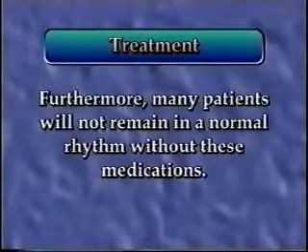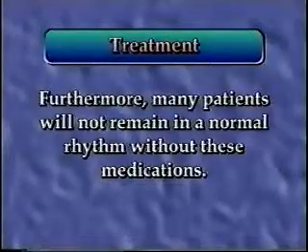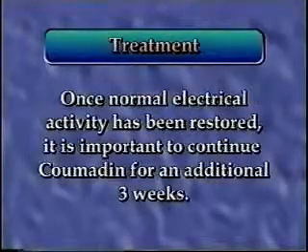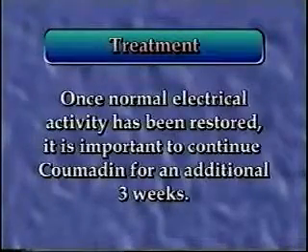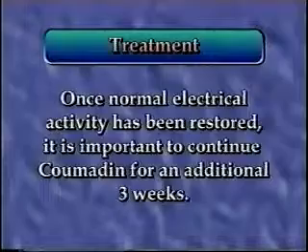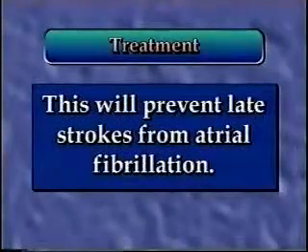Furthermore, many patients will not remain in a normal rhythm without these medications. Once normal electrical activity has been restored, it is important to continue Coumadin for an additional 3 weeks. This will prevent late strokes from atrial fibrillation.